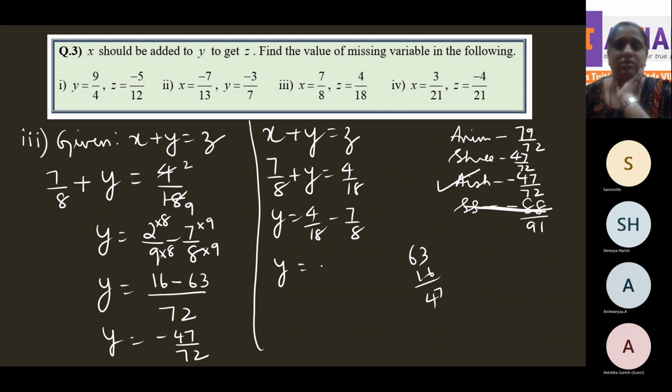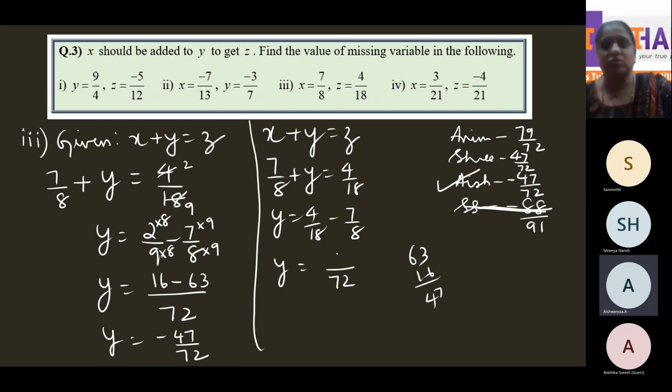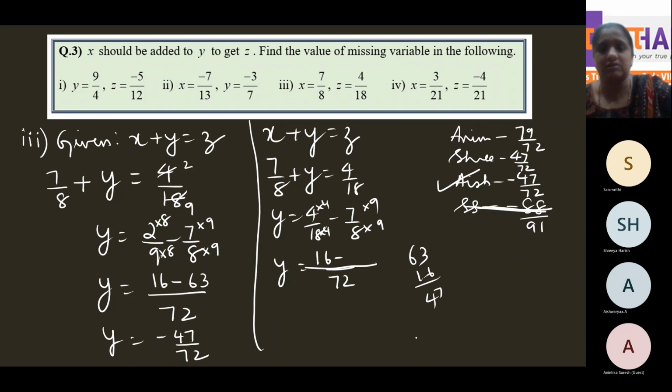What's the LCM you got for 18 and 8? 72, right? Yes. So 4 times into 4, and this is into 9. So it will be 16 minus 63. 18 fours are 72. No, I accidentally added it instead of subtracting. So y is equal to minus 47 by 72. So it's the same in both the cases. Went wrong because I added instead of subtracting.